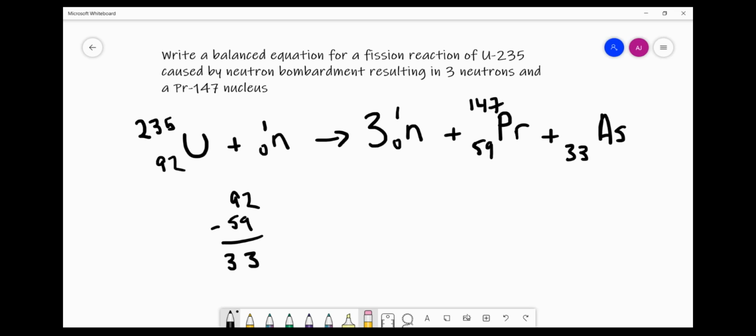And then we also need to conserve the mass numbers. So 235 plus 1, 236 is my left-hand side. On the product side, we have 147, and then we have 3 neutrons. So that'll add up in total to 150. And then we go, what's that? 86. So there's a completed nuclear equation.